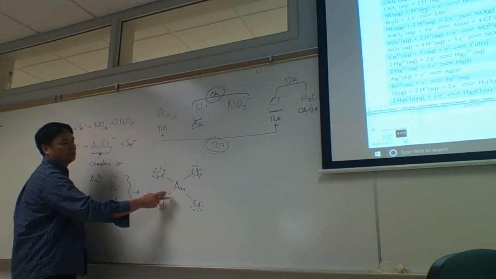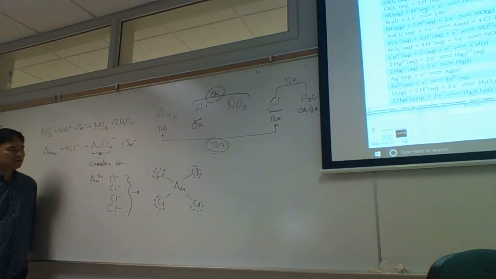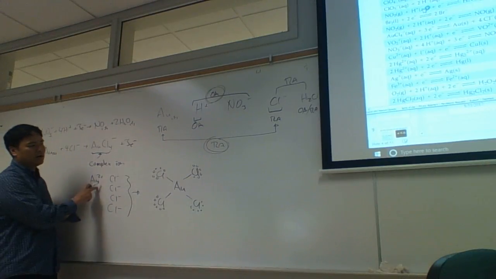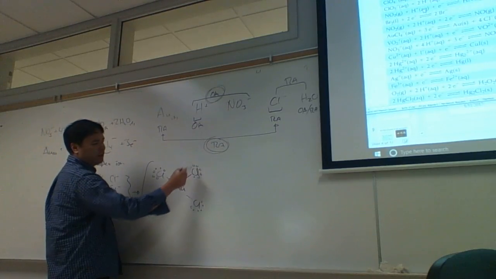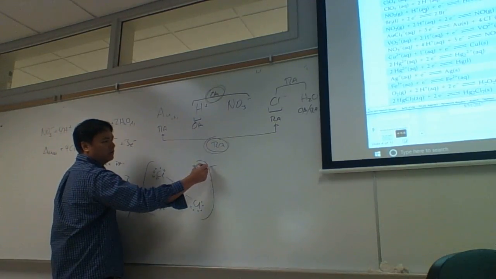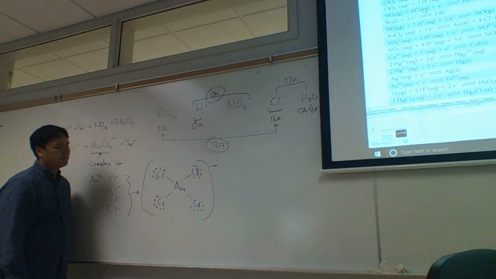These bonds are called coordinate covalent bonds, because both bonding electrons come from chloride. Gold doesn't give any of the electrons. And so gold is a 3 plus, each chloride is a 1 minus, so this whole thing carries a net -1 charge here.